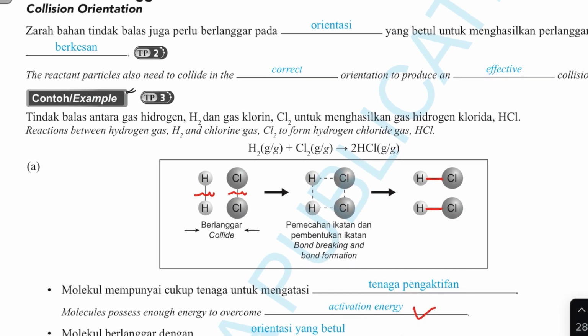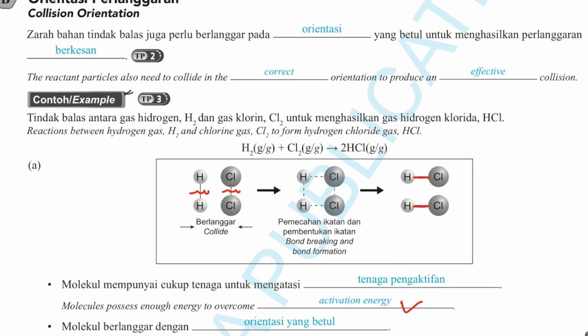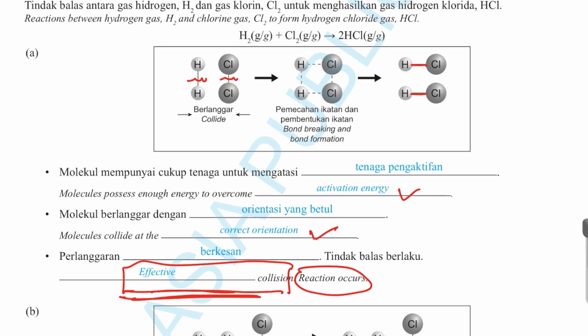Okay. Right now, we want to learn in detail about collision orientation. The reactant particles also need to collide in the correct orientation to produce an effective collision. So, example, reaction between hydrogen gas, H2, and chlorine gas, Cl2, to form hydrogen chloride gas, HCl.